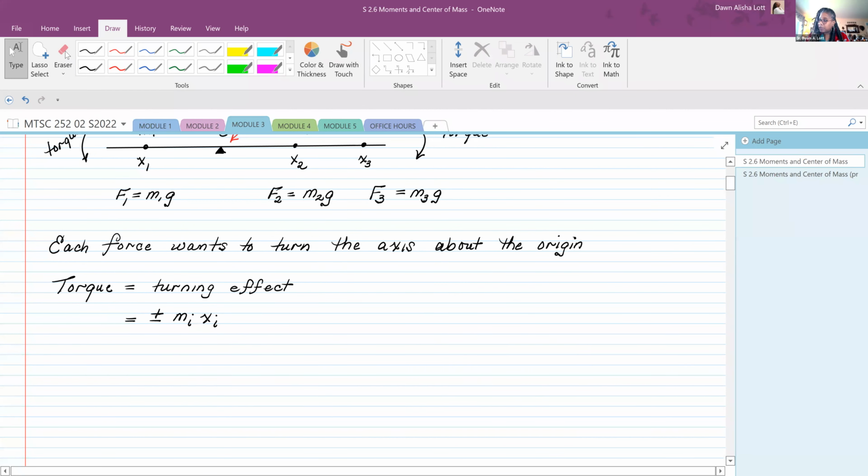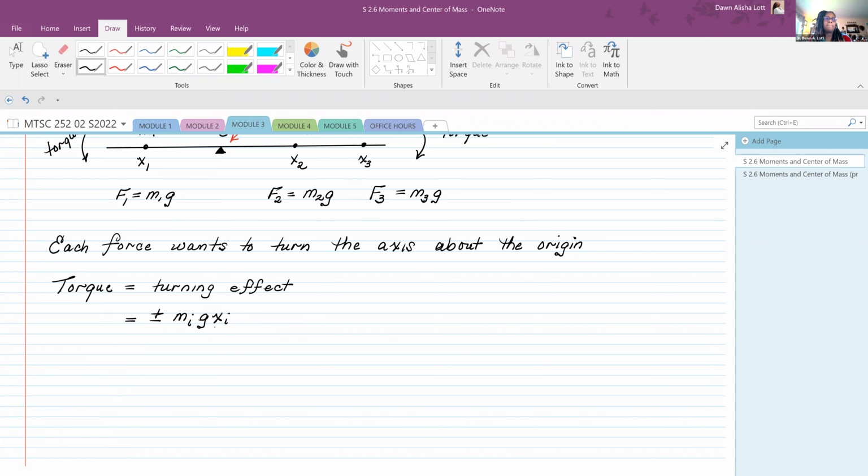Oh, I forgot my g. All right, so this is the force times the distance. What is force times distance? Anybody know? Isn't it torque? It's torque, but it's also another word. Work. Moment. Say it again. Work. It is work. Okay, that's right.